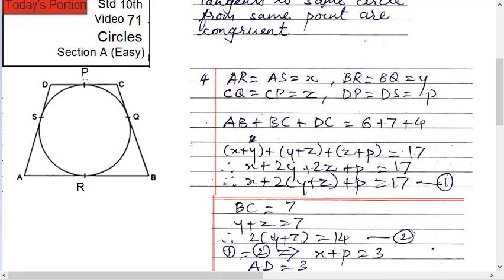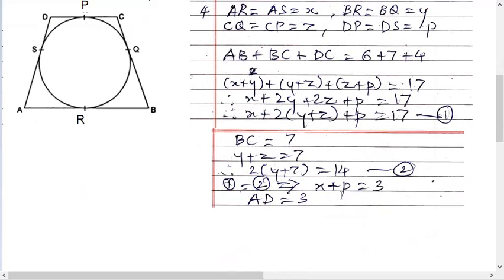equals to 7. So 2y plus z equals to 14. Right? So input the value. Therefore, x plus p equals to 17 minus 14. Right? That is 3. Therefore, x plus p equals to 3. But what is x plus p? 80. So that's what we want. So that's the required answer.